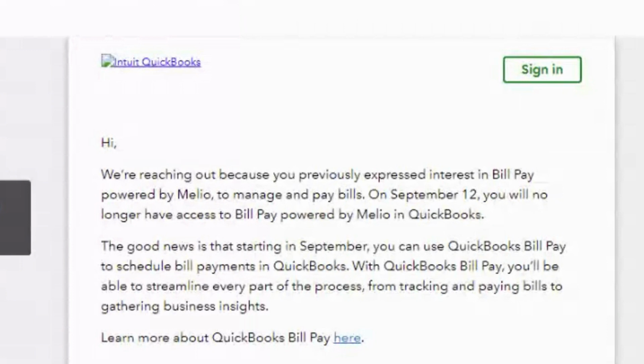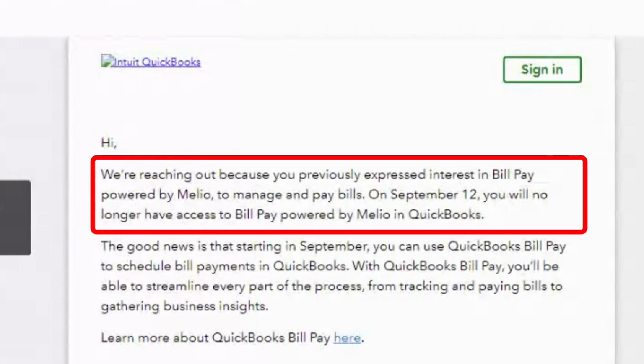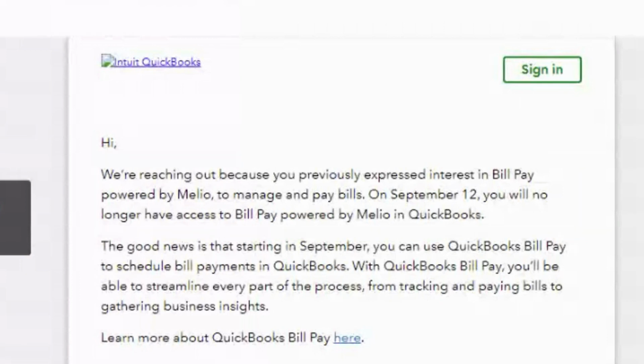And when we read this and we look at it, I got to make it bigger. It's very short and sweet, but not sweet. But it's talking about they're reaching out because they've expressed interest in bill pay powered by Melio. And on September 12th, which is not too far away, they're not going to have access to that bill pay powered by Melio in QuickBooks. So there's a lot to unpack just in that one statement, right?